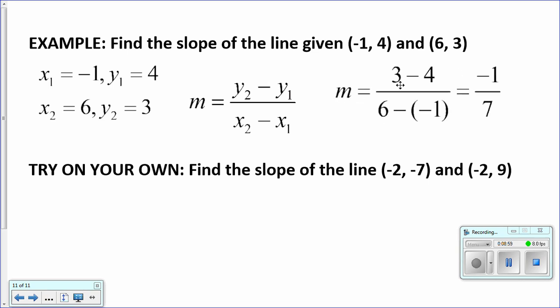And look at that. So I have 3, which is my y2, minus my y1, 4. And then I have 6 minus my x1, which is negative 1. So this is probably where you would accidentally put 1 minus sign. Okay, it's minus the negative number. So 3 minus 4 gives me negative 1. 6 minus negative 1 really means 6 plus 1, which gives me 7. So negative 1 over 7 is my slope.